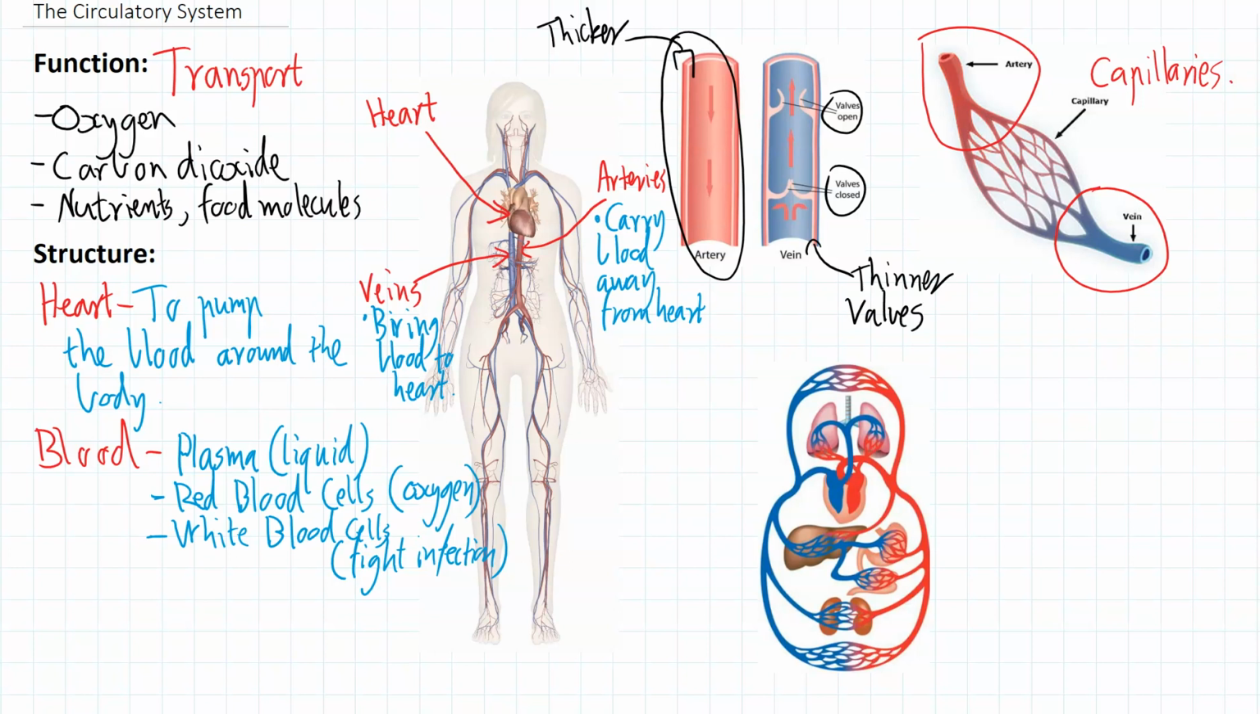in the veins, and the blood can flow backwards if it didn't have these valves to close it off and to stop that blood flowing backwards. Valves prevent backwards blood flow.